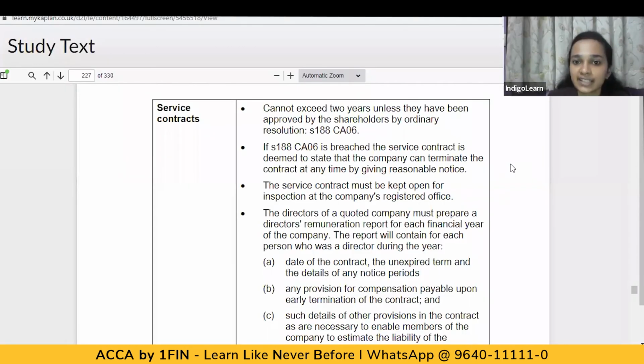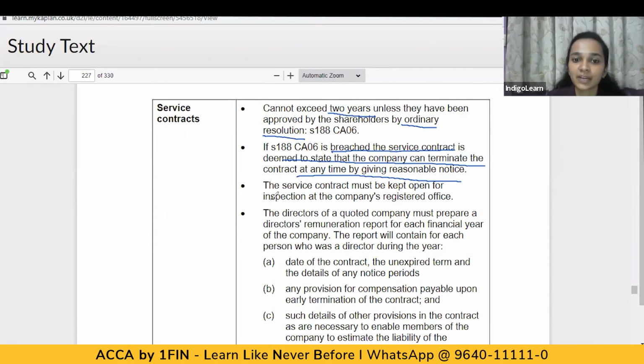So service contracts cannot exceed 2 years unless approved by ordinary resolution, which means if it is approved by the ordinary resolution, the term of service contracts can exceed 2 years as well. If Section 188 is breached, the service contract is deemed to state that the company can terminate the contract at any time by giving a reasonable notice. So, in case of any breach, the service contract also can be terminated by the company by giving a reasonable notice to the director. So, breach of service contract will lead to termination of service contract as well.